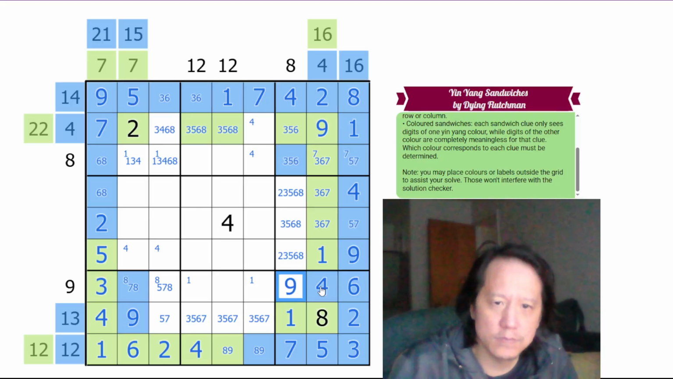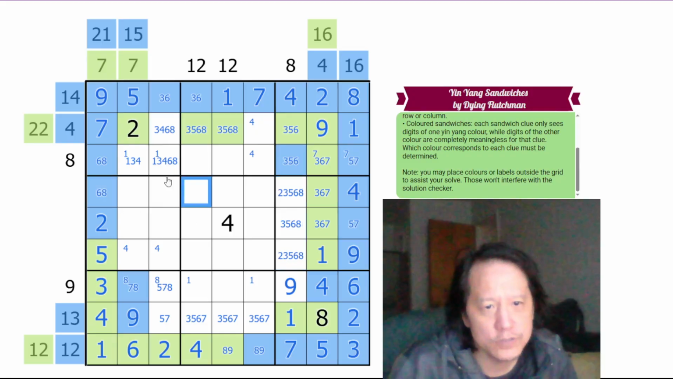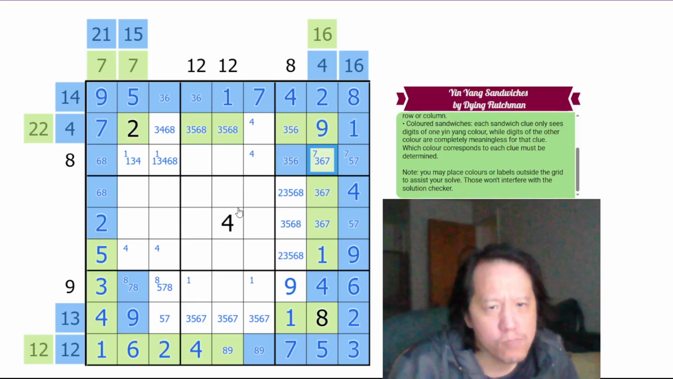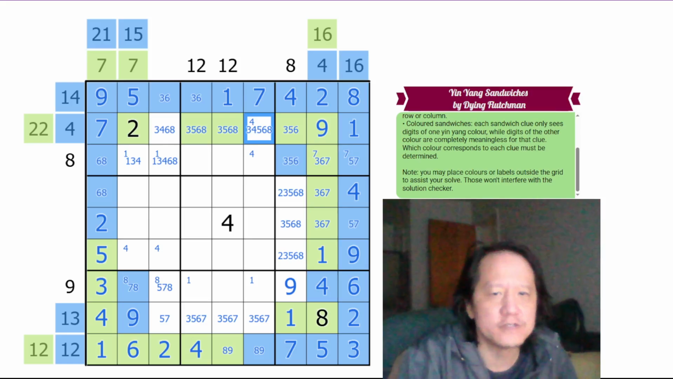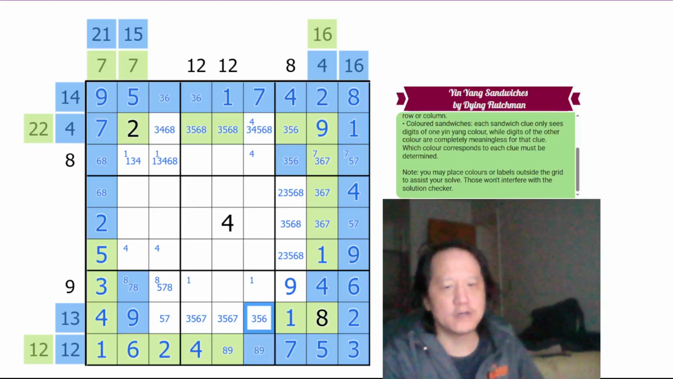Interesting. We know 1 of 2 is here. 1 of 8 is here. We don't know which one's which. This can't be 2. It's 3, 4, 5, 6, 8. There's possibilities. This can't be 7 because of the 7 in the column.